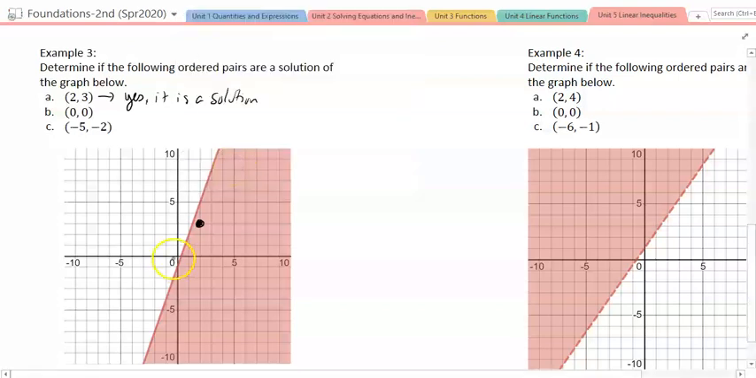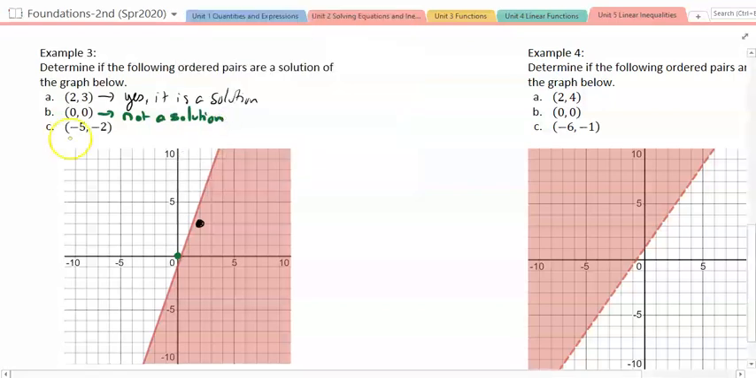My next point is 0, 0. 0, 0 is right here. It's really close to that red line, but it is not on the line. So 0, 0 is not a solution to this graphed inequality.